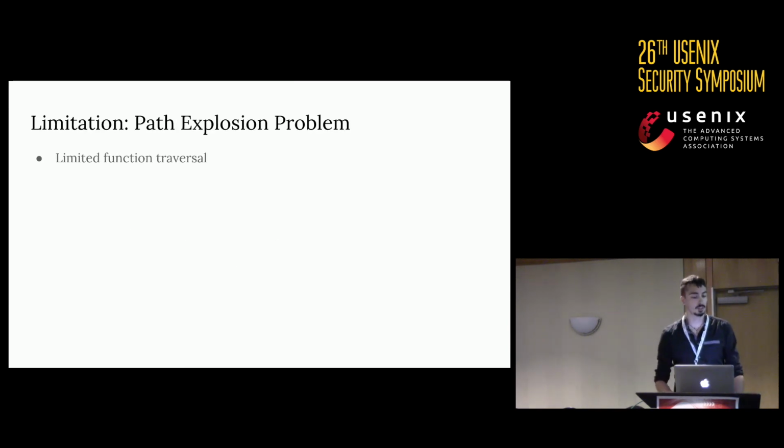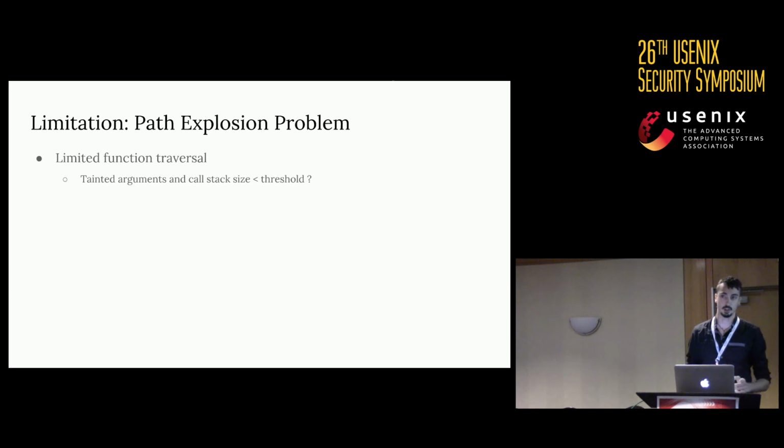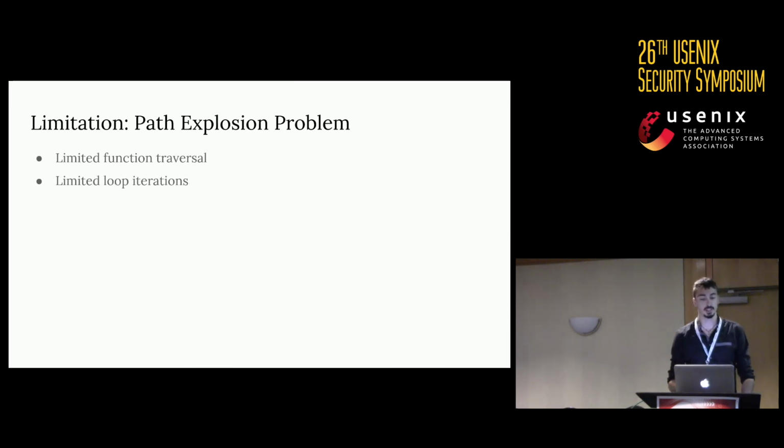Let's talk about limitations. Of course, as BootStomp relies on dynamic symbolic execution, it suffers from the path explosion problem. So one thing that we did was to limit the number of function traversals, which means that every time BootStomp finds a function call, it checks if any of its arguments is tainted, and if so, whether the number of functions being followed up to that point is within a threshold. If so, it steps into the function. Otherwise, it steps over. We also limited the number of times we analyze a loop, using a threshold for this. And finally, we set a timeout, which, if I remember correctly, is set to 15 minutes in the actual tool.